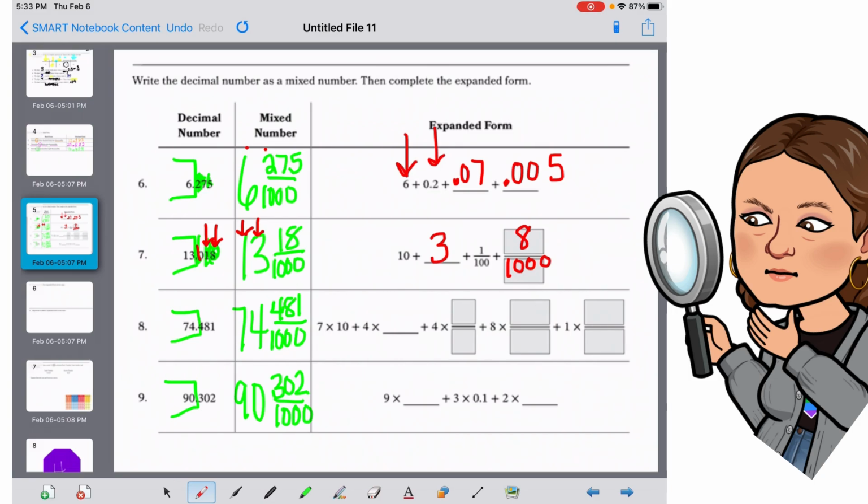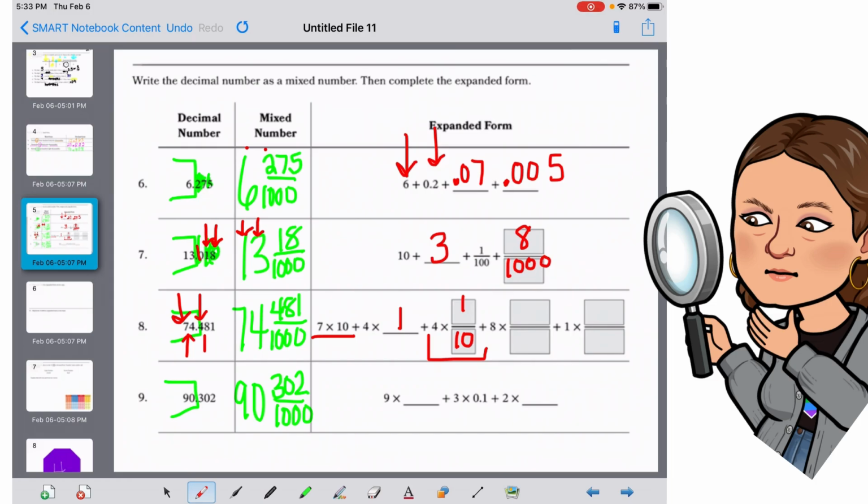7 times 10 gives me 70. This one is a super stretched out expanded form. Now we want to look at the 4. That place value is the ones. So they want you to write 4 times 1. Now I'm going to go to my next place value. That is in my tenths. So they are saying you have 4 copies of 1/10.